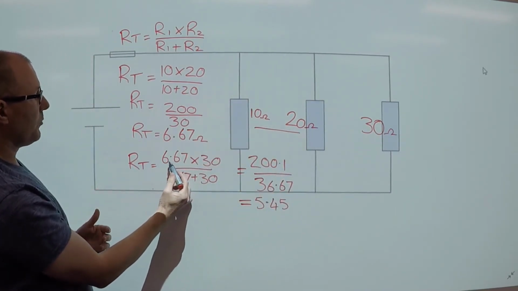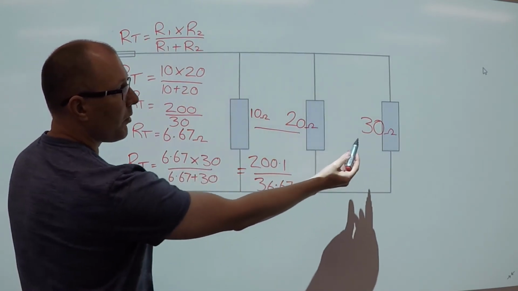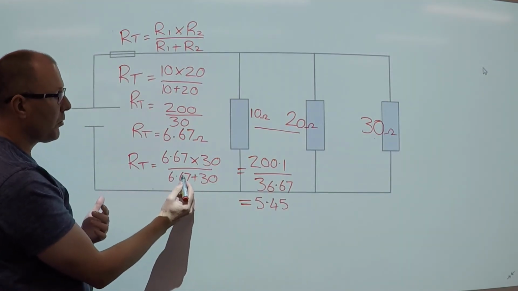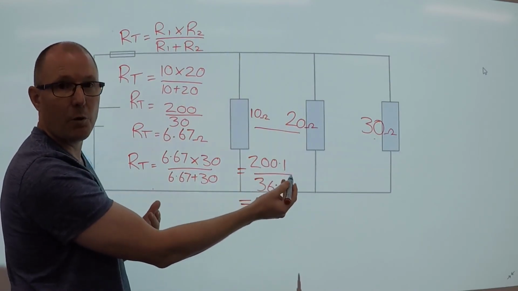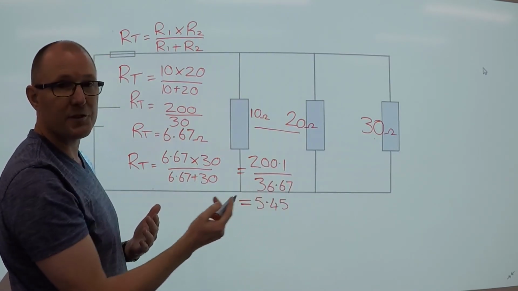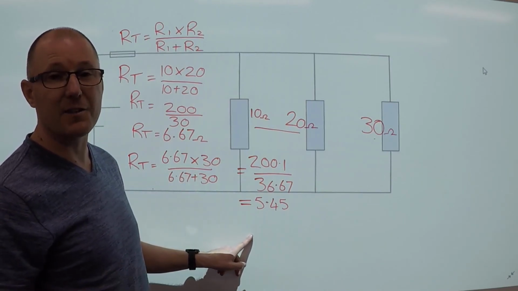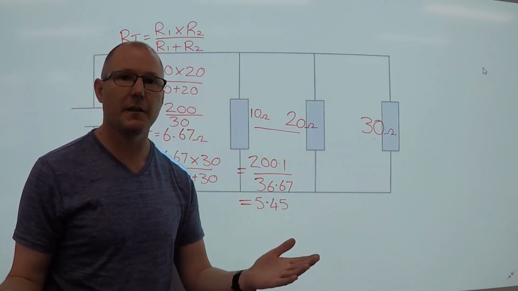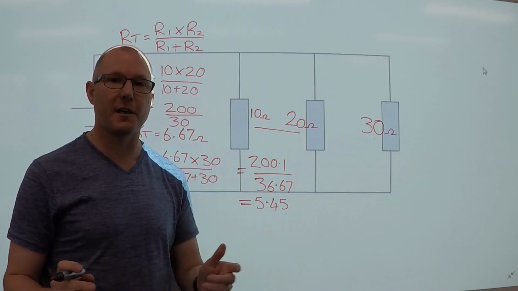So R1, which we had as 6.67, multiplied by 30, divided by 6.67 plus 30, gives us 200.1 divided by 36.67, and it gives us the exact same answer as the other one. Some students find this a lot easier. It's up to you. It's a personal preference which way you calculate it, but you get the same answer every time.